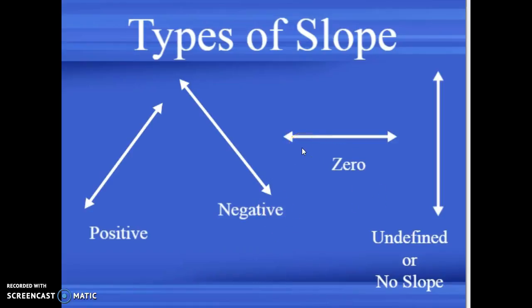A line that has slope of 0, which is a horizontal line, and a vertical line which has slope that is undefined or no slope.